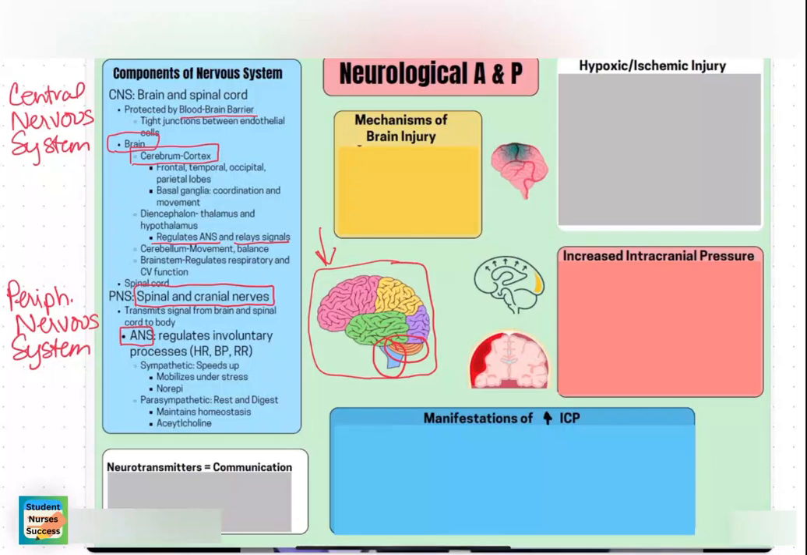Within the autonomic nervous system, you have the sympathetic, which speeds up everything and it mobilizes under stress. It includes norepinephrine as its transmitter. And you have the parasympathetic, which is kind of known for resting and digestion and bringing everything down to baseline, maintaining homeostasis, and it uses acetylcholine as its neurotransmitter.